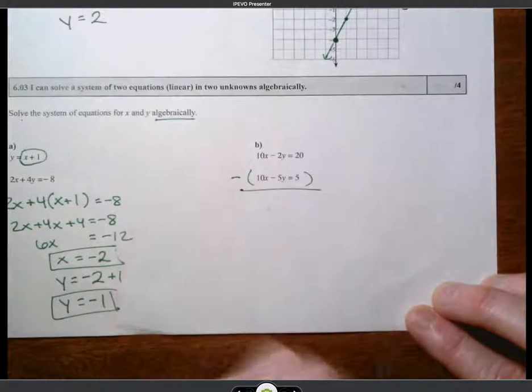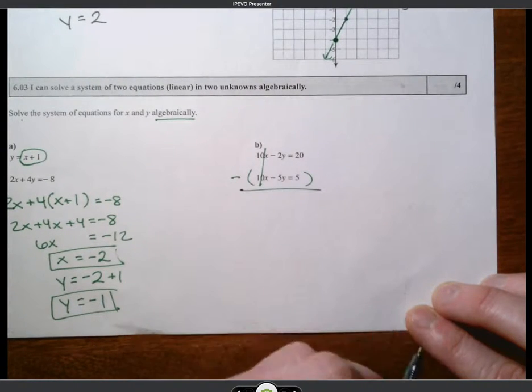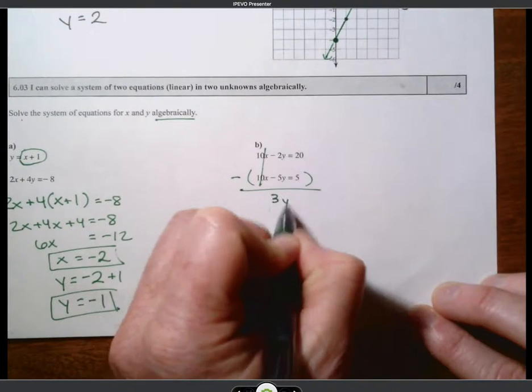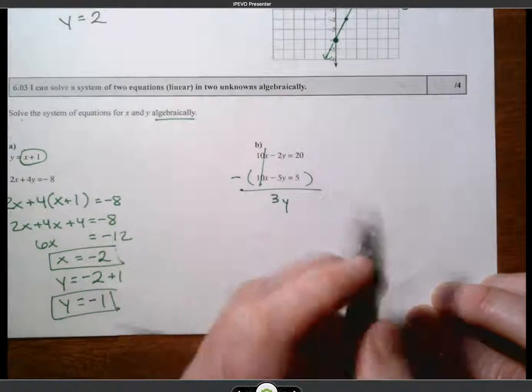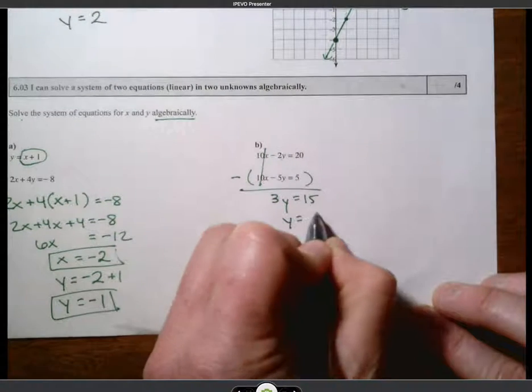10x minus 10x, that goes away. -2 minus a -5, that's 3y. 20 minus 5 is 15. So y is going to be 5.